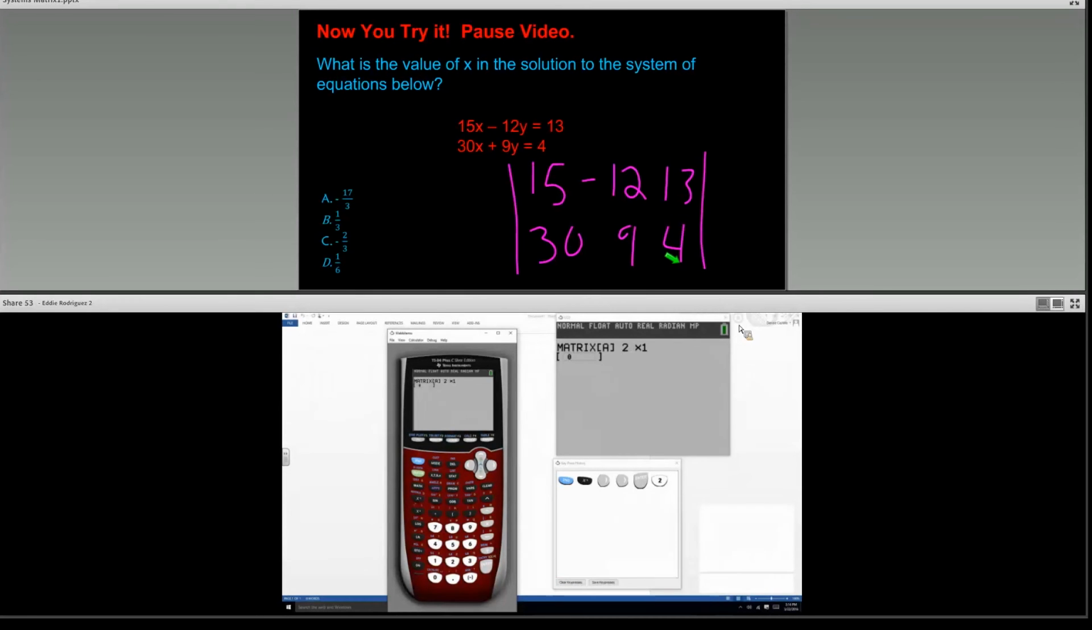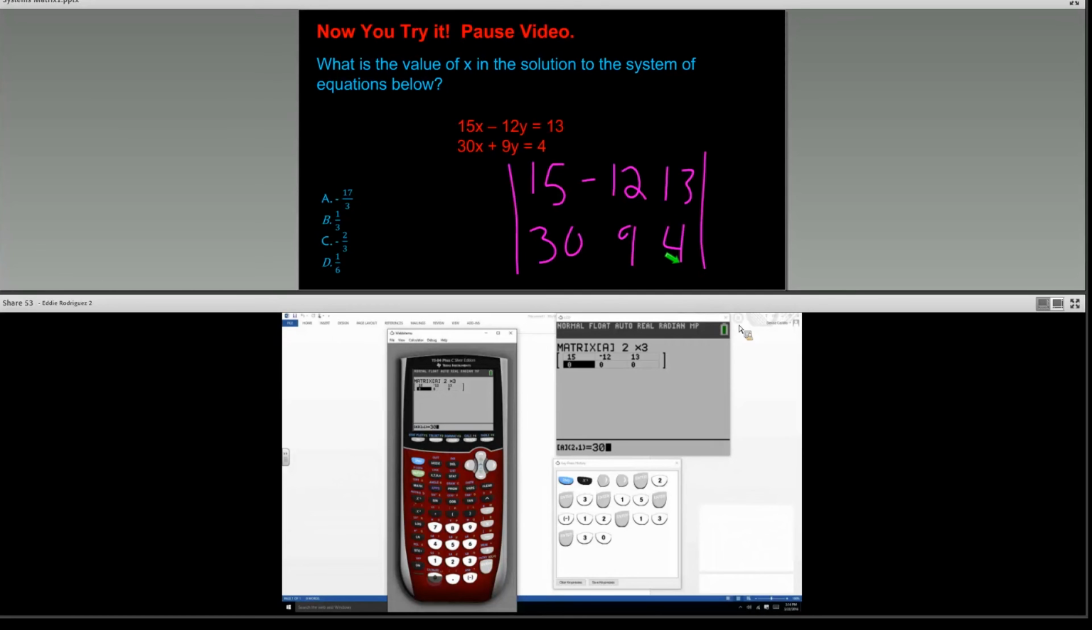Those values were 15, enter, negative 12, enter, and then 13, enter. Now for the bottom row, 30, enter, 9, enter, and then 4. Now I have my matrix.